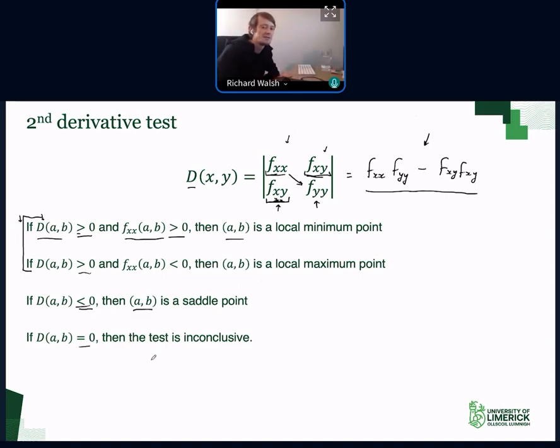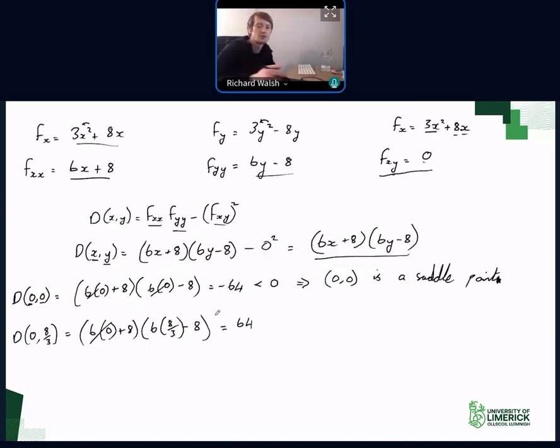If you get a positive d value, you also need to inspect, and by the way, you need to know this slide. All right, you need to learn that slide. If we get a positive d value, greater than 0, we also need to inspect the second derivative with respect to x at the point. Because if that turns out to be greater than 0 as well, it's a local minimum point. If that turns out to be less than 0, then it's a local maximum point. So it's greater than 0. So therefore, we will check the second derivative with respect to x at the point.